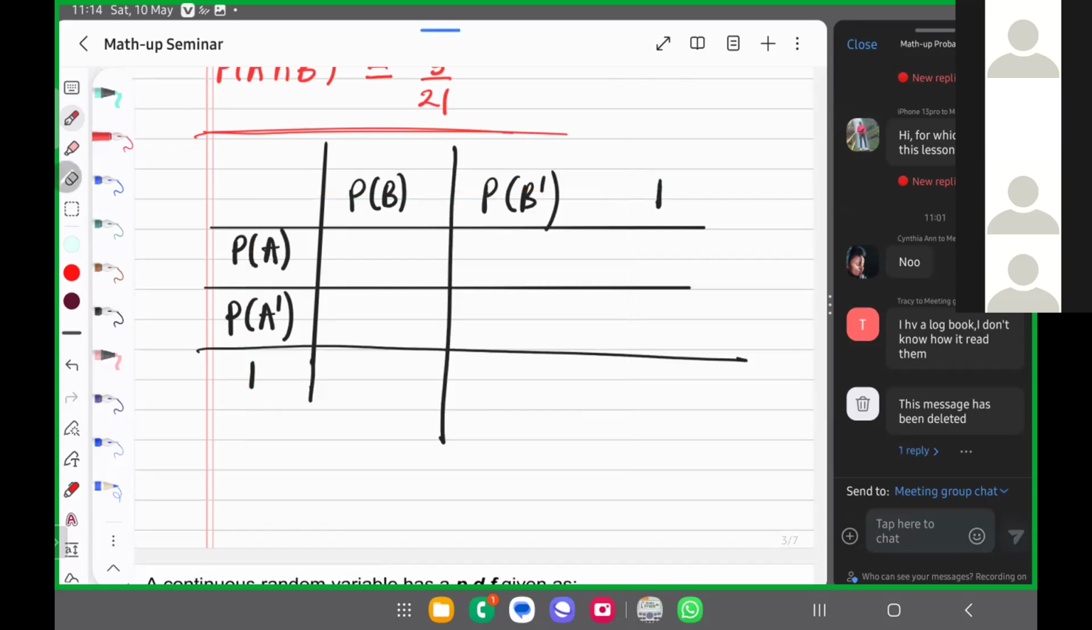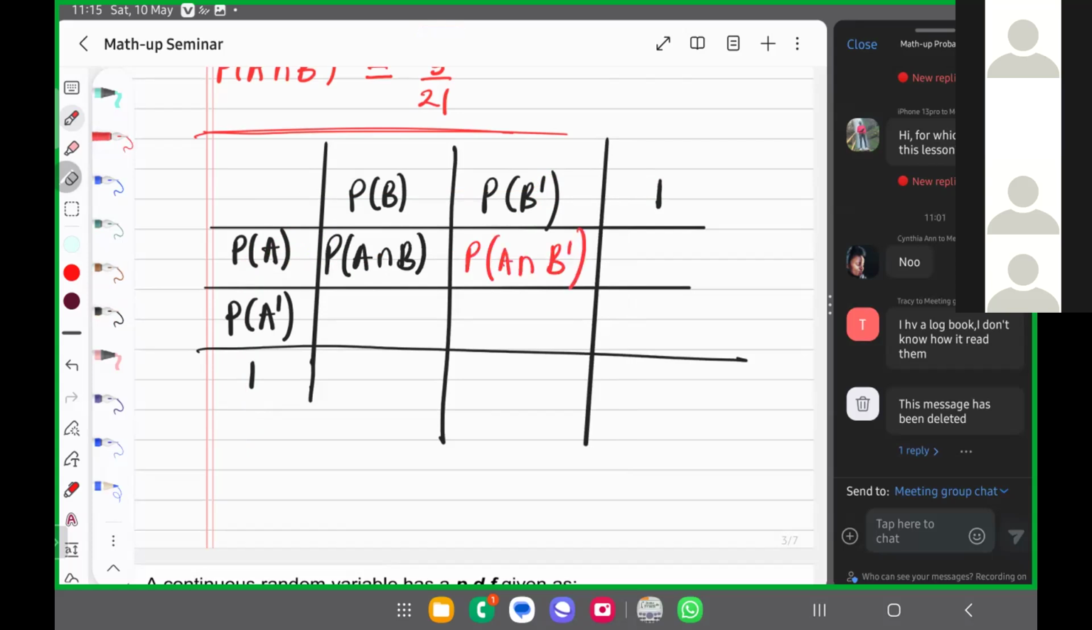Then I look at this area here. It's taking the intersection of A and B. So I put it in that section, probability of A intersection B. Now also look at this area here. It is the intersection of A and B complement. So I will put probability of A intersection B complement in that field.